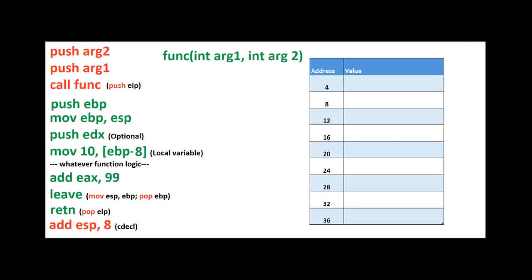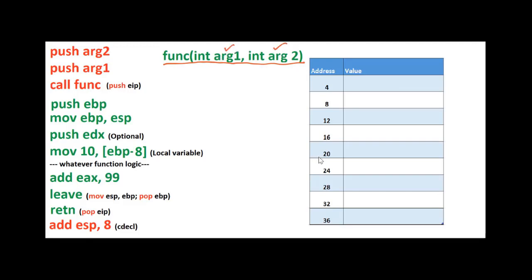In this video, we will take a look at how a function call works from the perspective of the assembly instructions and from the perspective of the stack. So the example function that I'm going to use is this func, and it takes two arguments, arg1 and arg2.